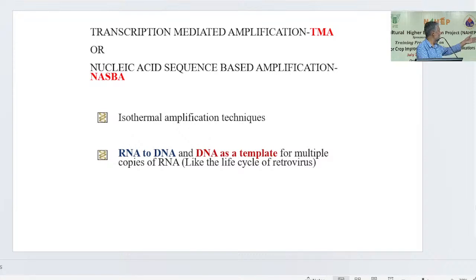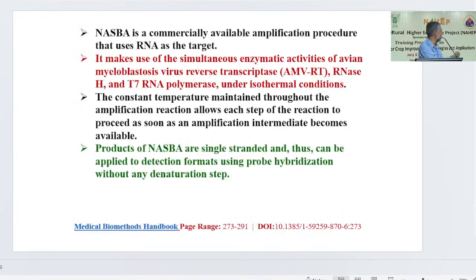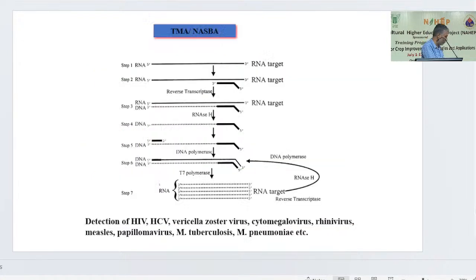Now I'll come directly to this. This is called NASBA, or transcription mediated amplification, or nucleic acid sequence based amplification. In that they use quite a few enzymes, but if I come to the picture, you will know there is no PCR, nothing is needed. Everything you put in a tube and you can get this.